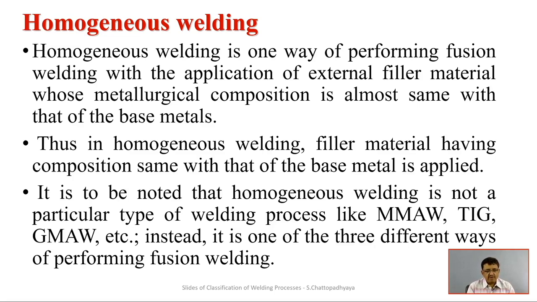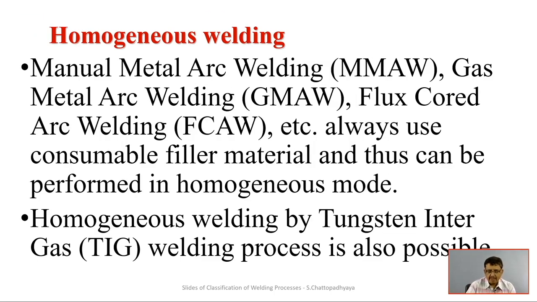Homogeneous welding is one way of performing fusion welding with the application of external filler material, whose metallurgical composition is almost the same as that of the base metals. I have already discussed this. The welding filler material has the same composition, and it is not a particular type. It can be MMAW, manual metal arc welding, TIG welding, and so on. It is one of the three different ways of performing fusion welding.